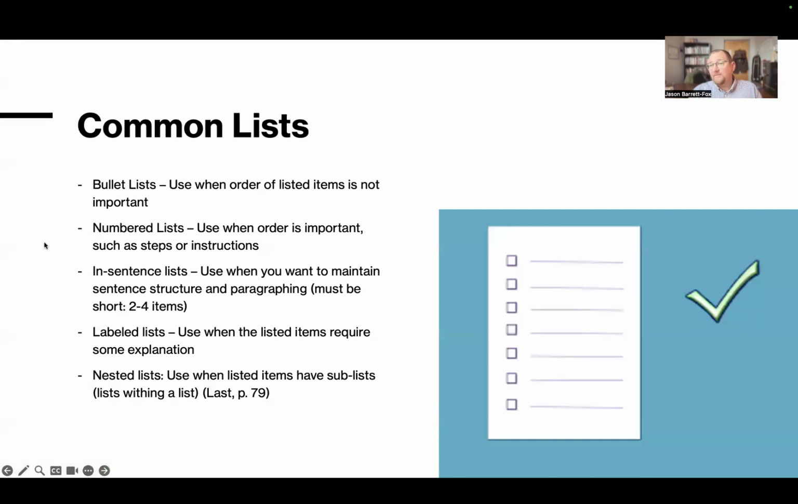More than one kind of list exists in the world, and you're likely going to use more than one kind of list if you're doing any kind of meaningful technical or professional writing. And I just wanted to give you a sense of what some of the different types of lists could be and how they tend to look.